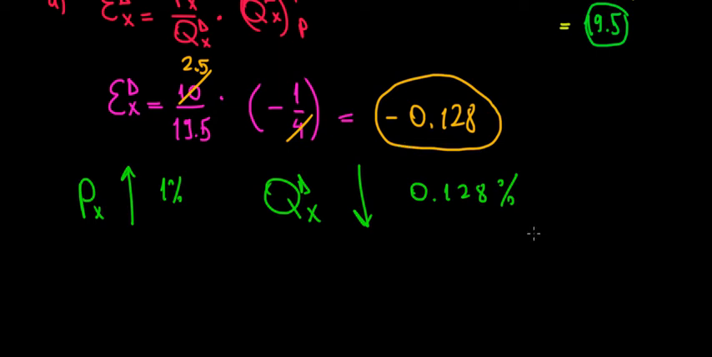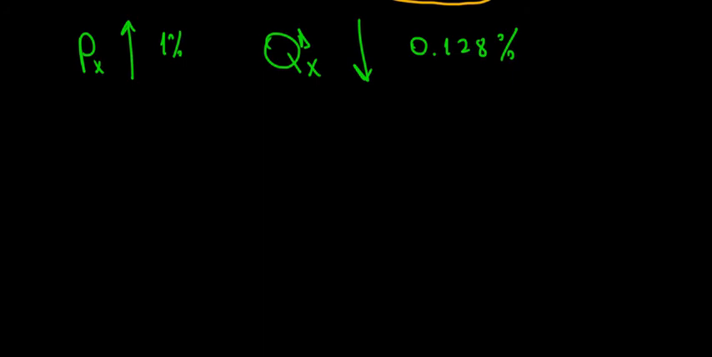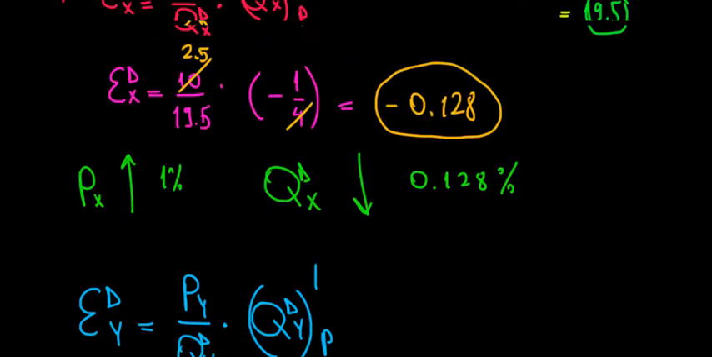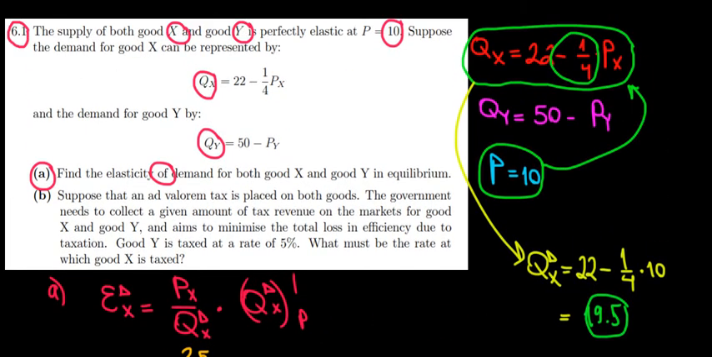Again, the same mechanics, the same method. We will have the elasticity of demand for good Y, which is equal to the price of good Y divided by the quantity demanded of good Y, times the derivative of the quantity demanded of good Y with respect to its price. We can take that derivative from the function as well, because that's just the slope of the function. What is the coefficient? That's just minus 1. This is the derivative that we're going to use.